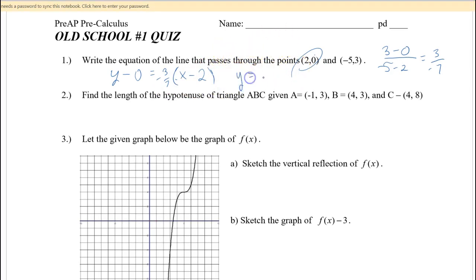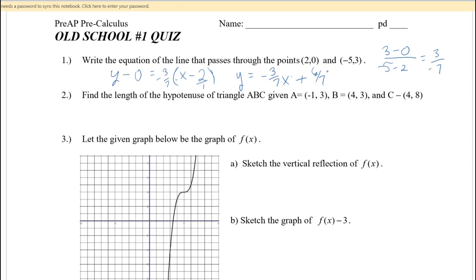So this will be y equals negative 3/7 x plus, let's see, it's going to be plus because negative times negative, 6/7. So remember multiplying fractions, top times top, bottom times bottom. This is like having a 2 over 1. So that would be how I would write my final equation. Oops, that's a 6. Okay.